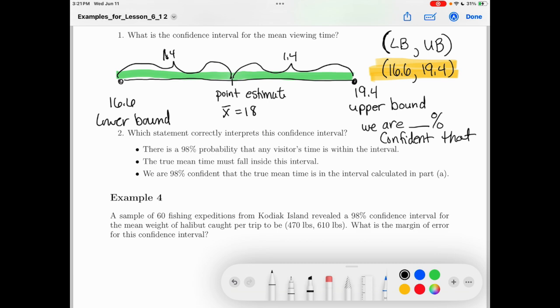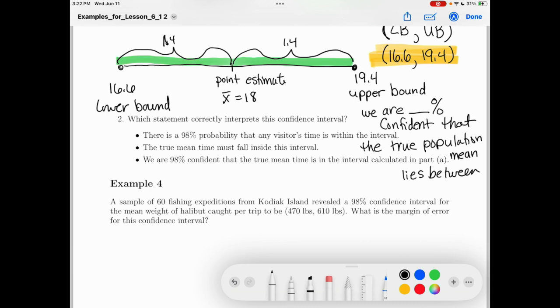that, and then you put in the true population. In this case, we're talking about mean. So we would say the true population mean, or we can say parameter in general, lies between, and then you state your interval, 16.6 minutes to 19.4 minutes.